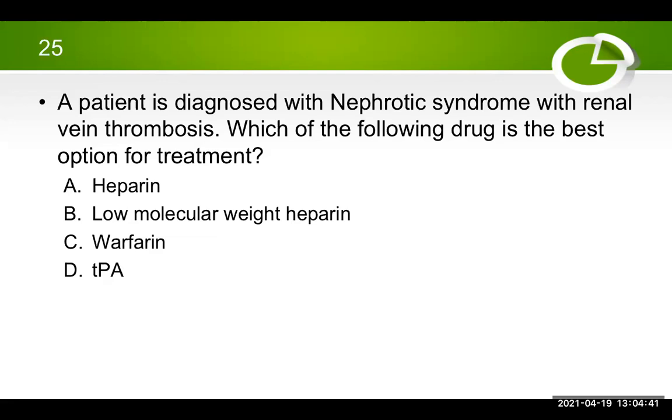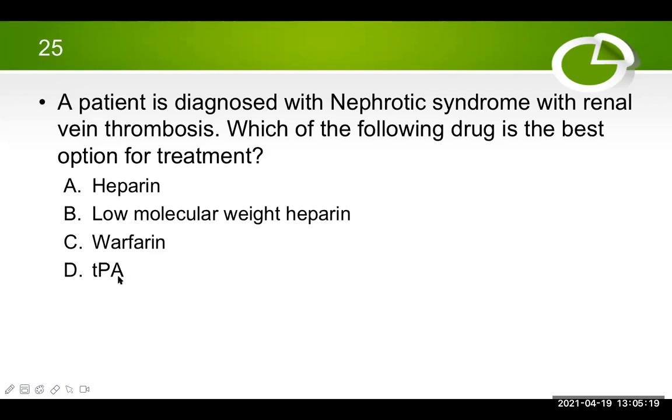Why warfarin? Why not heparin? Because antithrombin 3 is also excreted. Heparin works on antithrombin 3. If antithrombin 3 is not present, heparin will not work. So he's saying antithrombin 3 is getting excreted in the urine, so without antithrombin 3, heparin cannot function. Yes, absolutely. This is the reason. So you don't go for heparin in the treatment of a thrombotic disorder in nephrotic syndrome. Rather, we use warfarin.